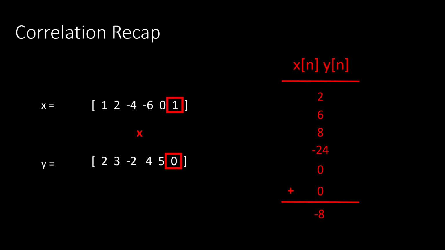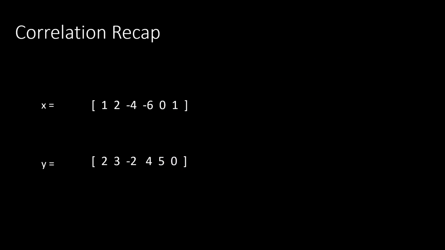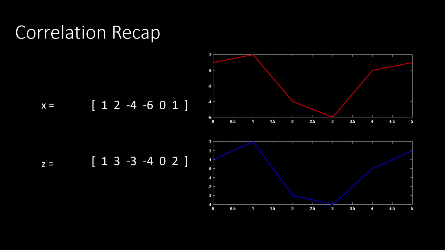Now let's take a look at two signals that are more similar in shape. Let's replace signal y with signal z. It is clear just from looking at the graphs that the two signals are quite similar. Despite different values of the samples, the overall shape of the two signals is very similar.